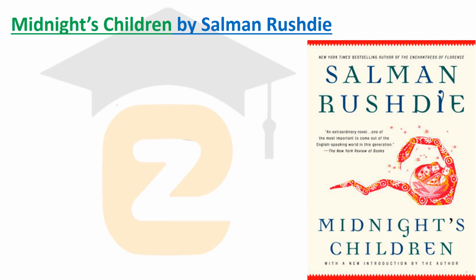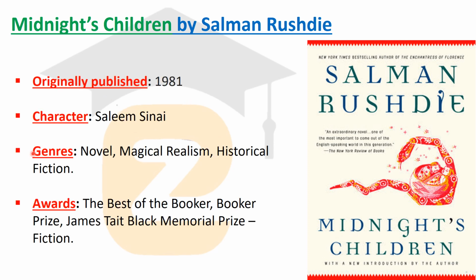let's discuss the last and the most important novel of English literature that I have included in this video. That is Midnight's Children, written by Salman Rushdie, and this is the cover page of the Midnight's Children novel by Rushdie, and it was originally published in 1981. The main protagonist of this novel is Saleem Sinai, and the genre of this novel is magical realism, historical fiction. Yes, because in this novel, what is talked about is related to the partition of India and the transition from British colonialism to independence.